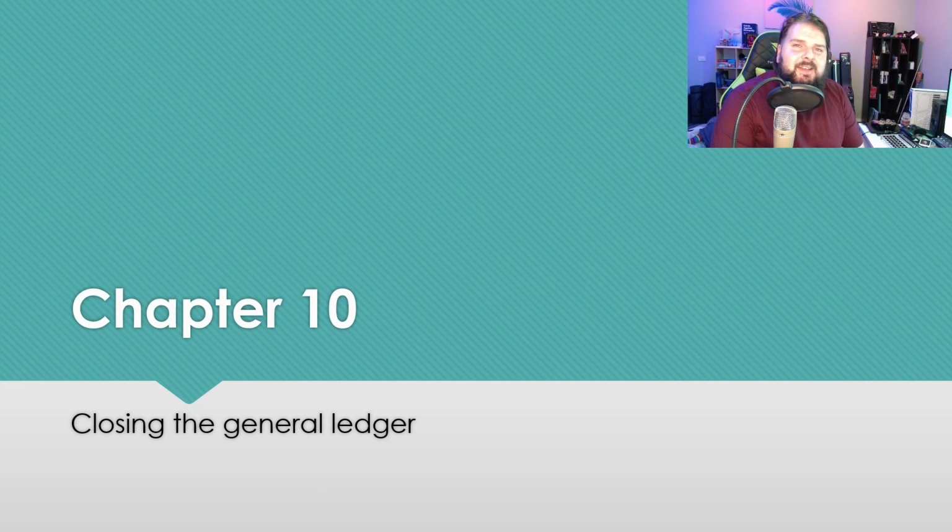What we need to do is look at how to close off our revenue and expense accounts. So this slideshow will go through a pretty comprehensive example of how we do it and why we do it. So let's jump in. Closing the ledger is really the first step where we start to see all of our knowledge come together.